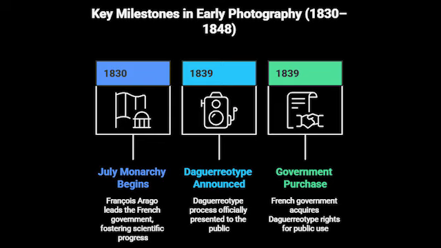Niepce was initially experimenting with lithography, which is a printing process, but he couldn't find the right quality of limestone locally. So he started experimenting with metal plates and light-sensitive chemicals instead. Specifically, he was using a naturally occurring asphalt called bitumen of Judea coated onto a pewter plate. And in 1826, after years of failures, he creates the first primitive photographic process.